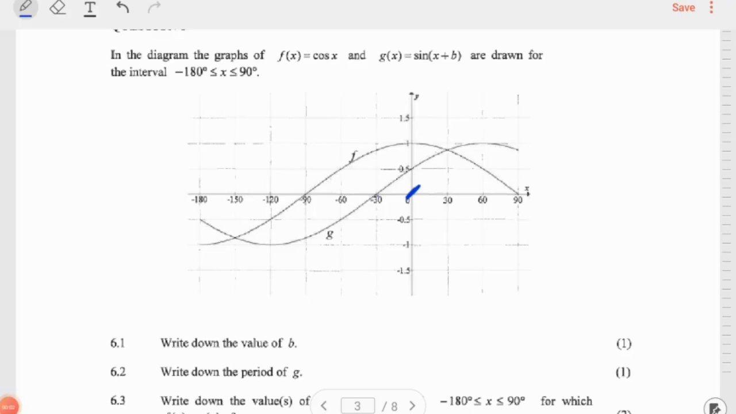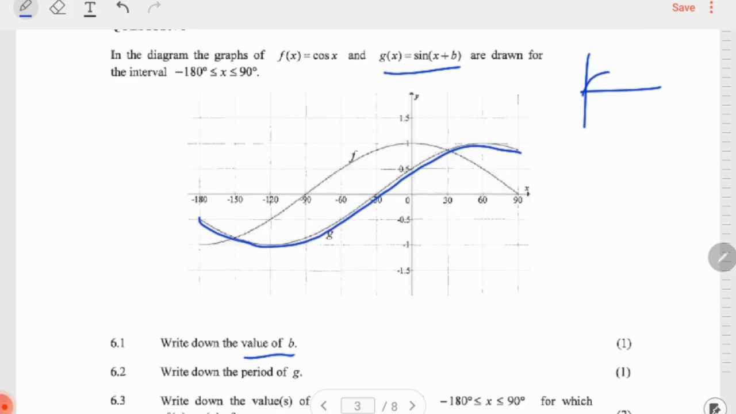All right, this question here says in the diagram, the graphs of f at x, so this is f, and g at x, which is sine x plus b, are drawn for the interval minus 180 to 90. So they are the graphs. The first question is to write down the value of b. There's b, go with the sine graph, which is g. So it's this graph here. This is the kind of question where you need to know the original graph.